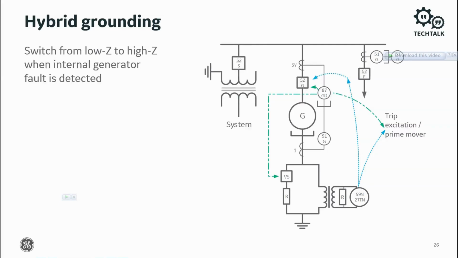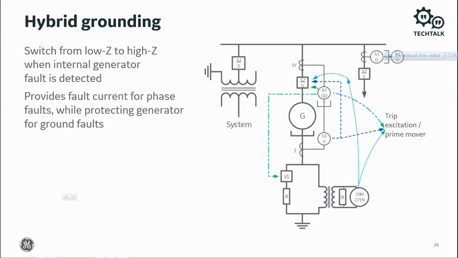Under normal operation, the low impedance ground provides a ground source for other zones. The 51G acts as backup protection for uncleared system ground faults. However, it is too slow for internal generator ground faults. In summary, hybrid grounding provides fault current for phase faults while protecting the generator for ground faults. It is popular in industrial systems.